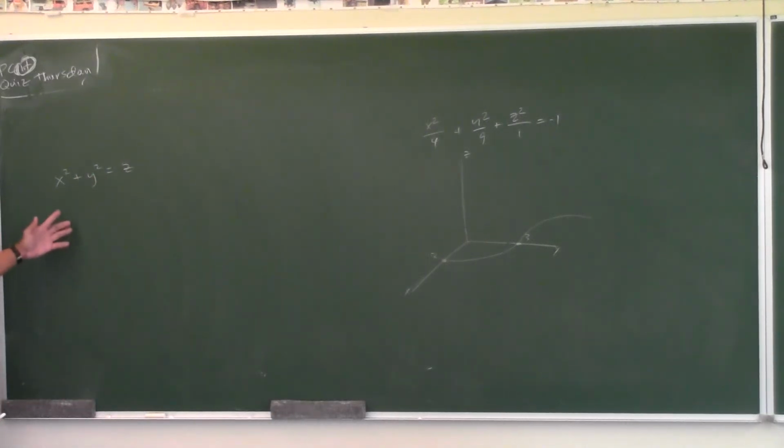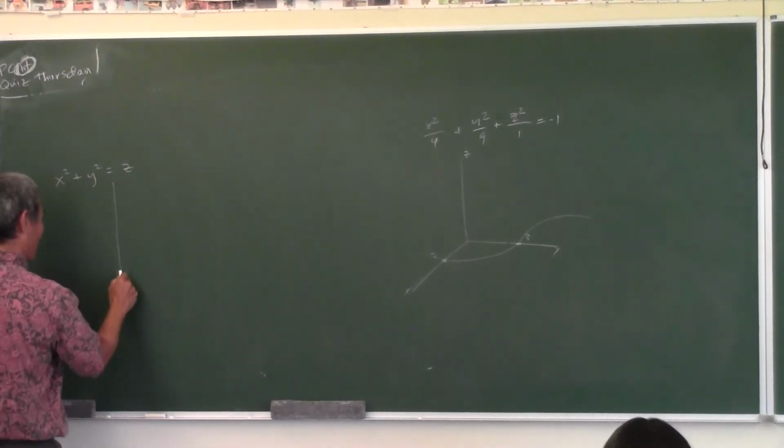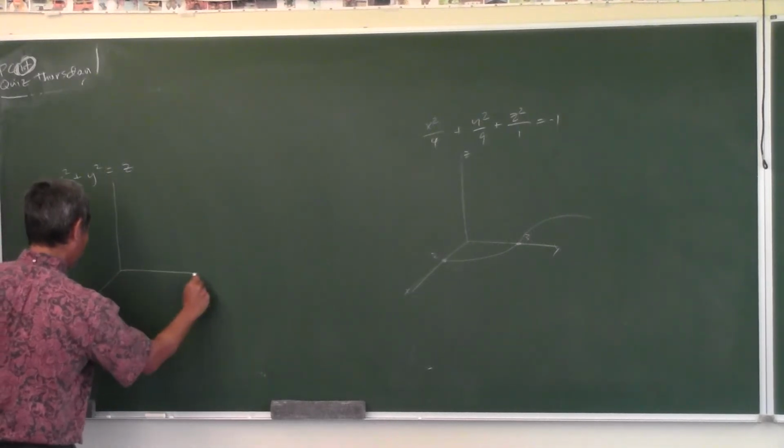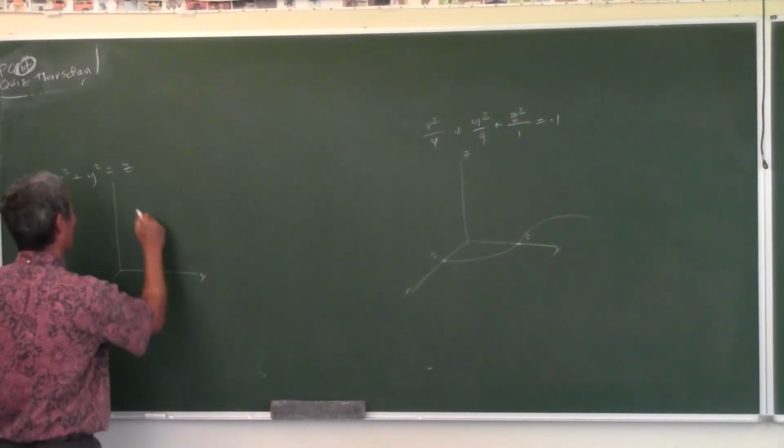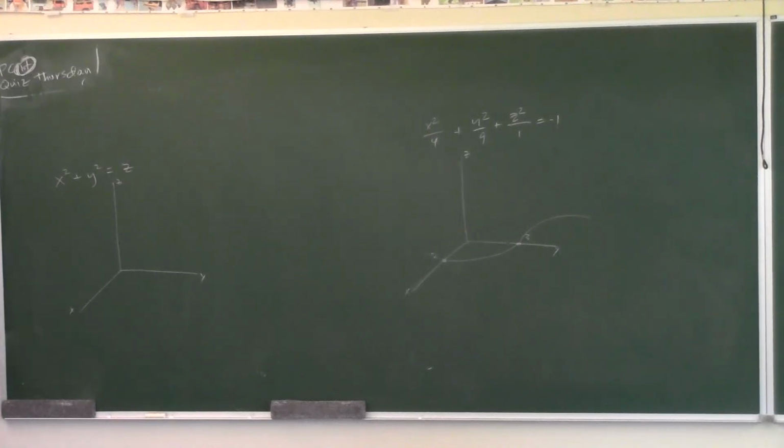Okay, let's go to the paraboloid now. How do I know this is a paraboloid? On the trace. It's got two. Okay, well let's try certain things. X-intercept, 0. Set y and z equal to 0. Y-intercept, 0. Z-intercept, 0. That's all we got. Okay, now what about the traces?